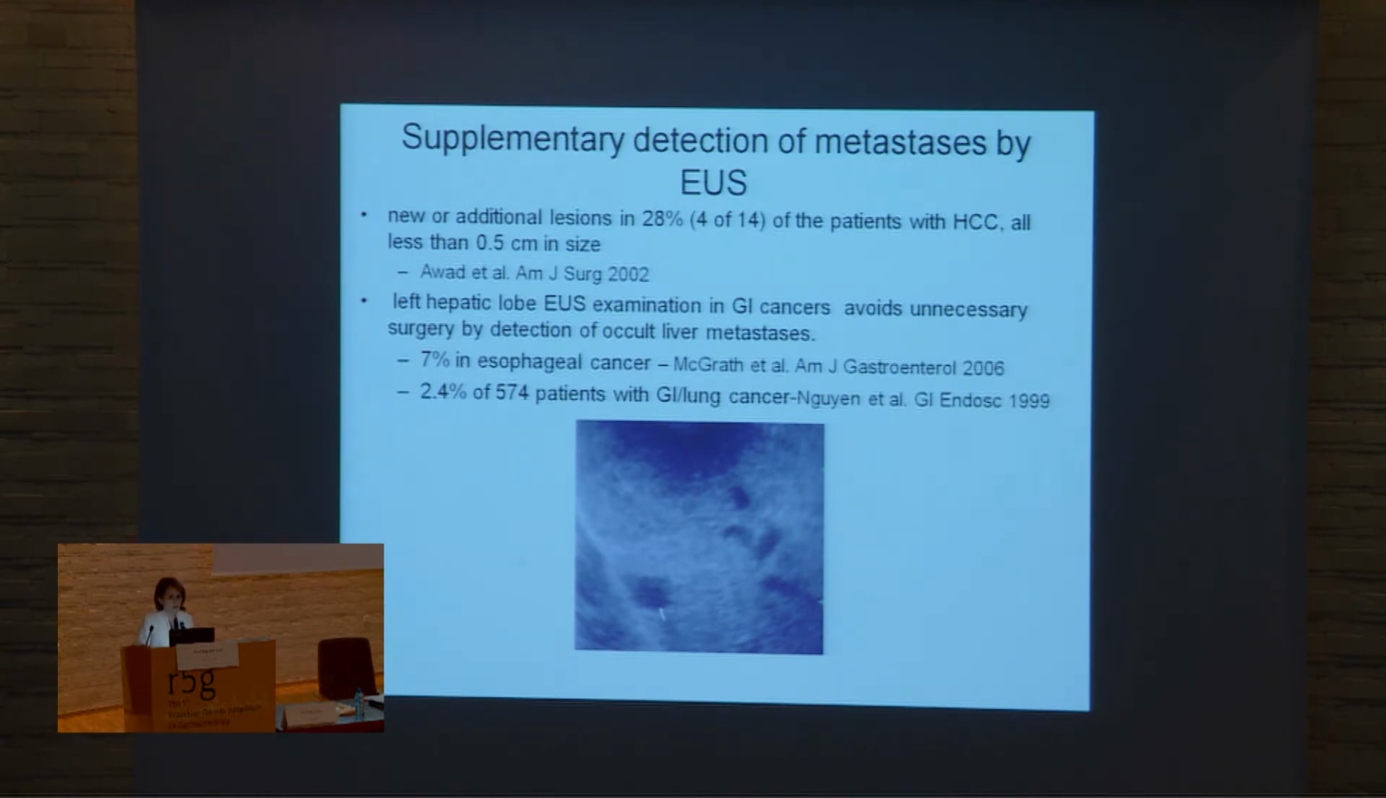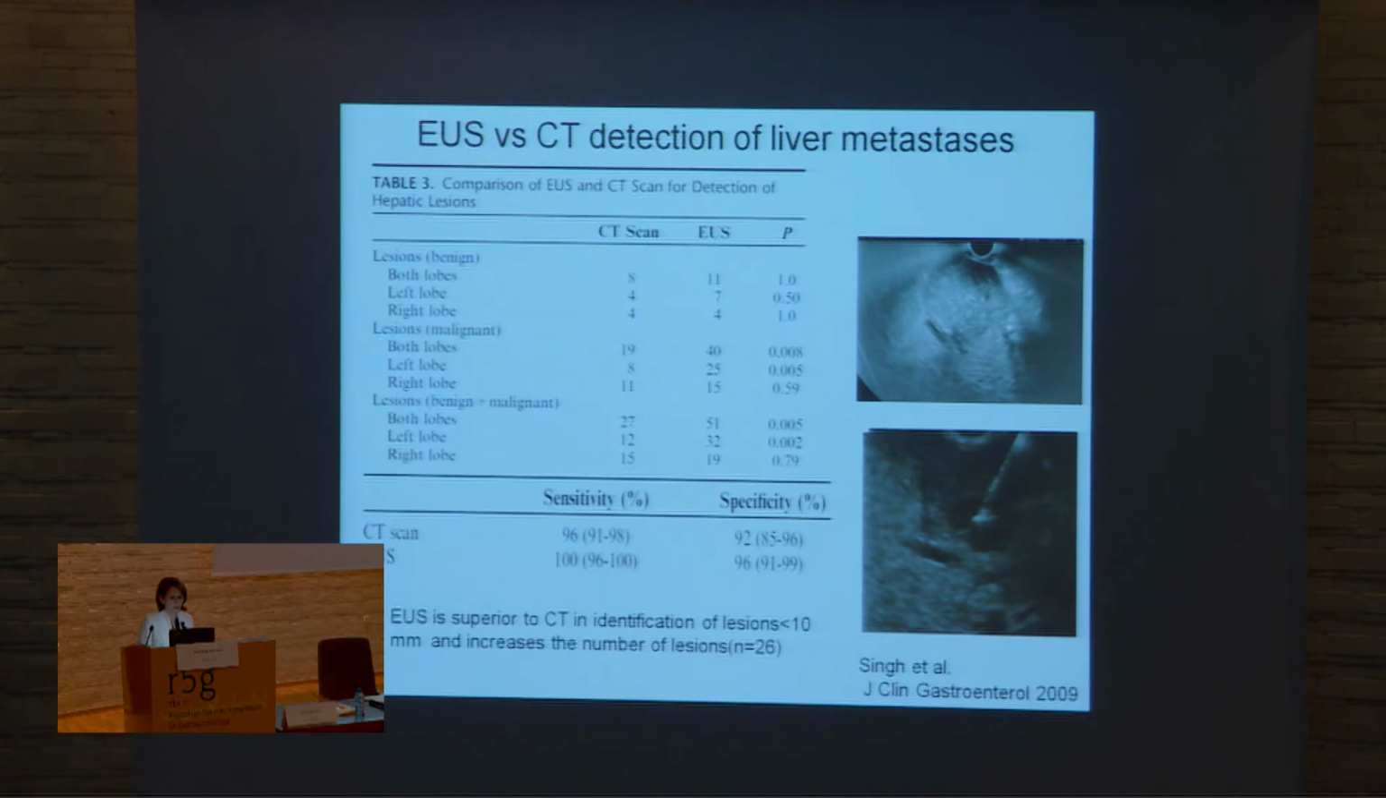And why is this important? Because in case of hepatocarcinoma, we can see additional or new lesions in about 1 of 4 patients, which is huge, in fact, and very, very important. Or in another situation, we can see more metastases: in esophageal cancer it is 7% more. In case of GI or lung cancer it is 2.4%, which can be important.